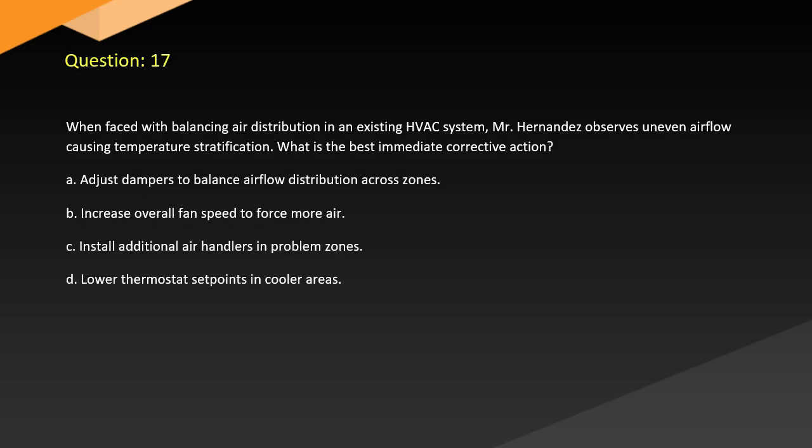Question 17. When faced with balancing air distribution in an existing HVAC system, Mr. Hernandez observes uneven airflow causing temperature stratification. What is the best immediate corrective action? A. Adjust dampers to balance airflow distribution across zones. B. Increase overall fan speed to force more air. C. Install additional air handlers in problem zones. D. Lower thermostat set points in cooler areas.